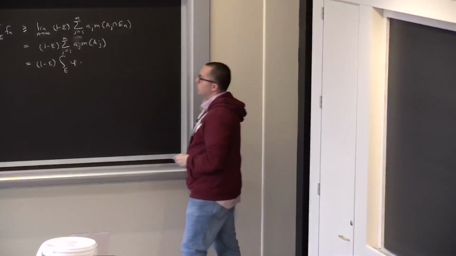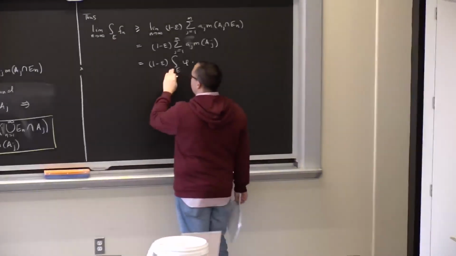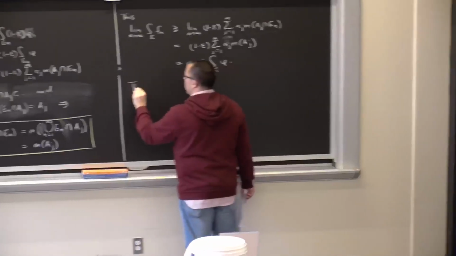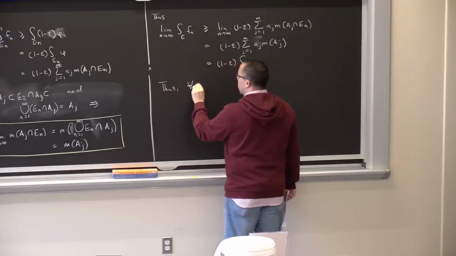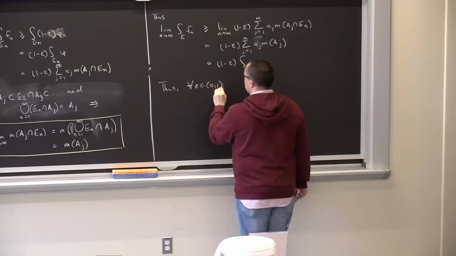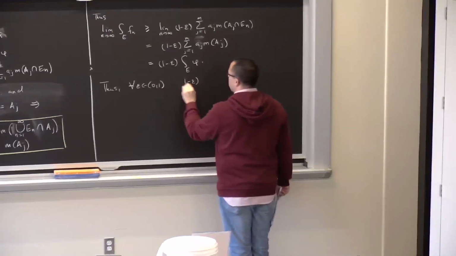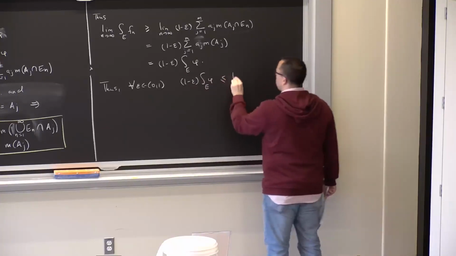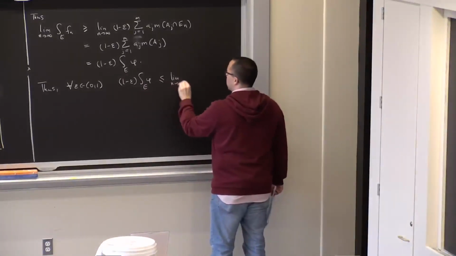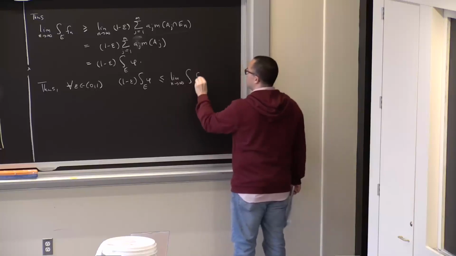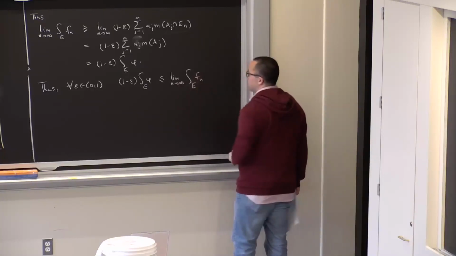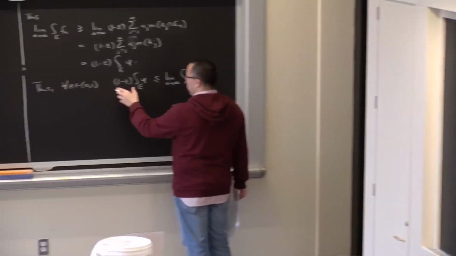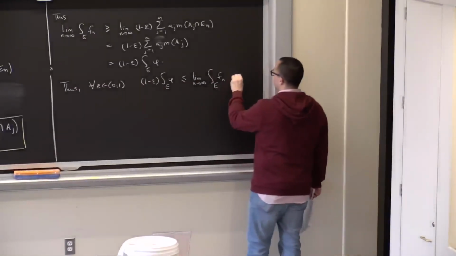Okay? So I've shown that for all epsilon between 0 and 1, one minus epsilon times the integral of phi is less than or equal to this number over here, which may be infinite, may be finite. Okay? And since this holds for all epsilon, I can send epsilon to 0.